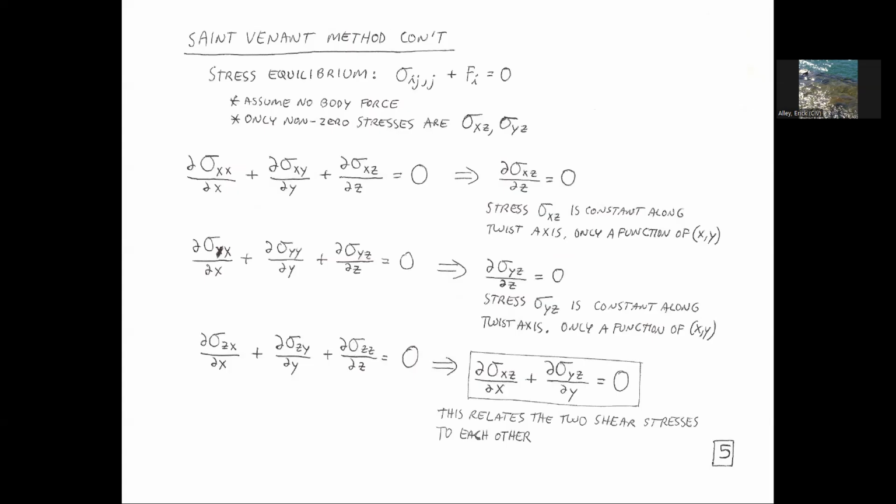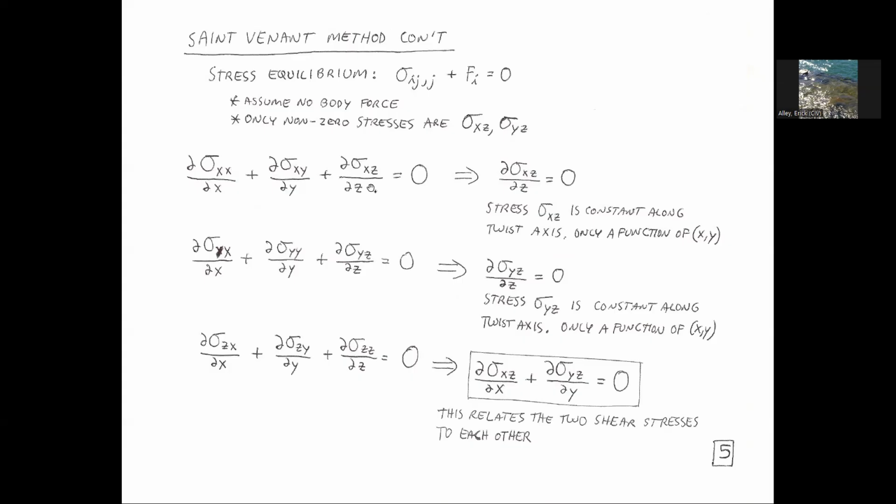One we already got is the stress equilibriums. Remember sigma ij derivative with j plus f sub i equals 0. So we're going to assume no body force here for our torsional setup, and we've only got two non-zero stresses. If I write out the three formulas for stress equilibrium, in the first one I'm going to keep x the same and change the second subscript and the derivative all the way across.